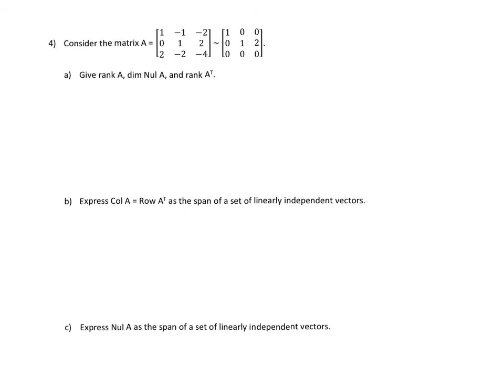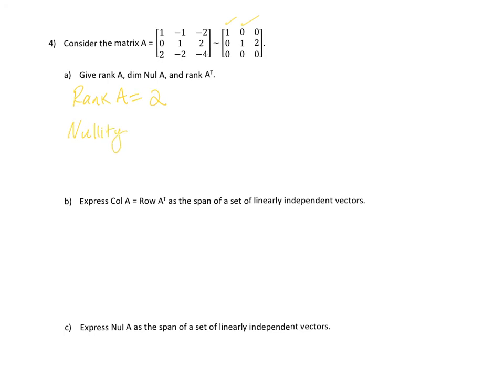Okay, similar kind of problem. I've got a matrix A and its row reduction, and I want to give the rank of A, the nullity of A, and the rank of A transpose, which is the same thing as the dimension of the row space. So rank A is the number of pivot columns in A. I can find pivot columns by looking at the row-reduced matrix. There are 2 of them.